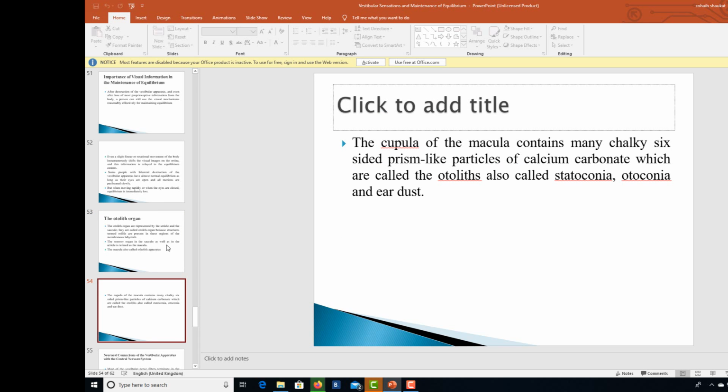The cupula of the macula contains many chalky, six-sided prism-like particles of calcium carbonate which are called the otoliths, also called statoconia, otoconia, and ear dust.